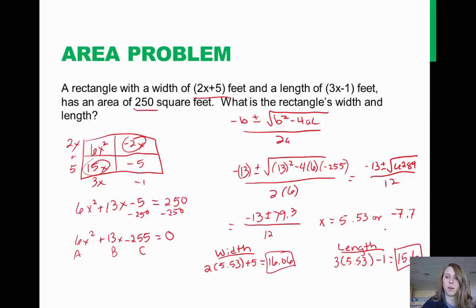If I put the negative 7.7 in here, what happens is kind of interesting: you end up getting a negative number, and we can't have a negative length. It doesn't work, so I'm going to cancel that out and say that's not possible, and same with the width. We can't have a negative length in our rectangle. So our width is 16.06 and our length is 15.6. If you multiply those out, we get really close to 250, so we'll stick with these numbers.